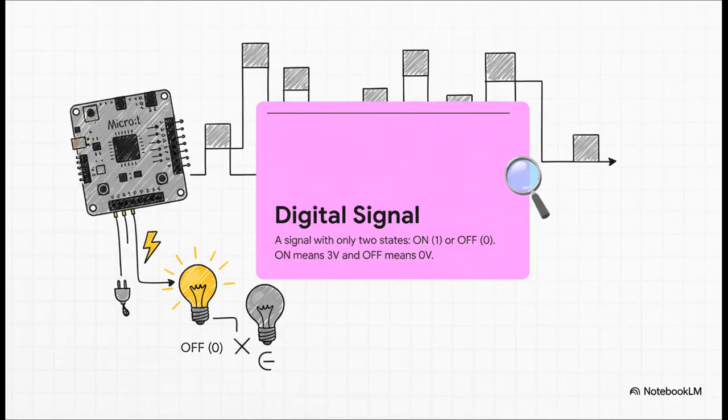So if we want to get a little more technical, a digital signal is binary. It only has two states. For our micro:bit, that translates to a 1 for on, which means it sends out about 3 volts of power, and a 0 for off, sending out 0 volts. It's clean, it's simple, there's no gray area.